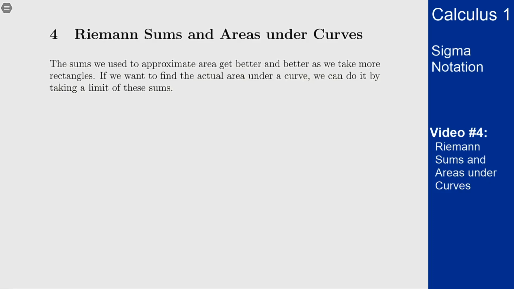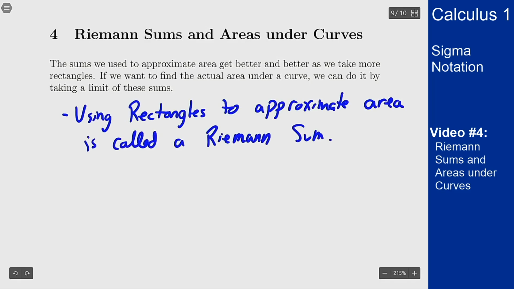In this video, we'll talk about Riemann sums and how we can actually use them to find areas under curved graphs of functions. So the idea of this is that our method of using rectangles to approximate the area under a curve is called a Riemann sum. And now we want to use these Riemann sums to actually find the area under a curve. How can we do that?